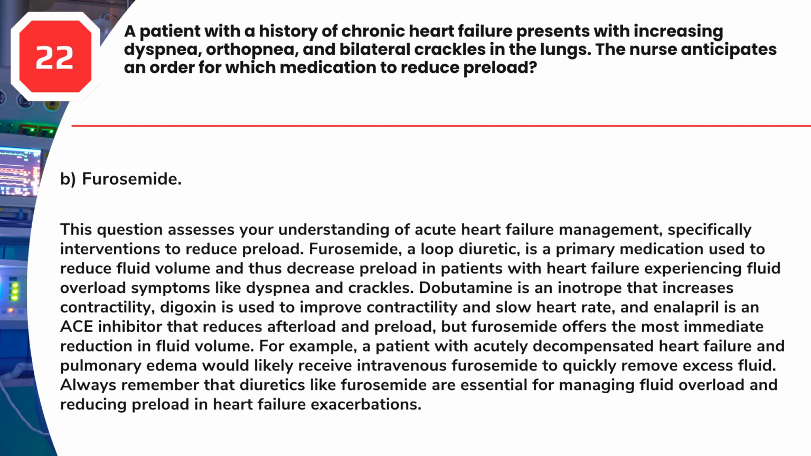Answer B. Furosemide. This question assesses your understanding of acute heart failure management, specifically interventions to reduce preload. Furosemide, a loop diuretic, is a primary medication used to reduce fluid volume and thus decrease preload in patients with heart failure experiencing fluid overload symptoms like dyspnea and crackles. Dobutamine is an inotrope that increases contractility, digoxin is used to improve contractility and slow heart rate, and enalapril is an ACE inhibitor that reduces afterload and preload, but furosemide offers the most immediate reduction in fluid volume.